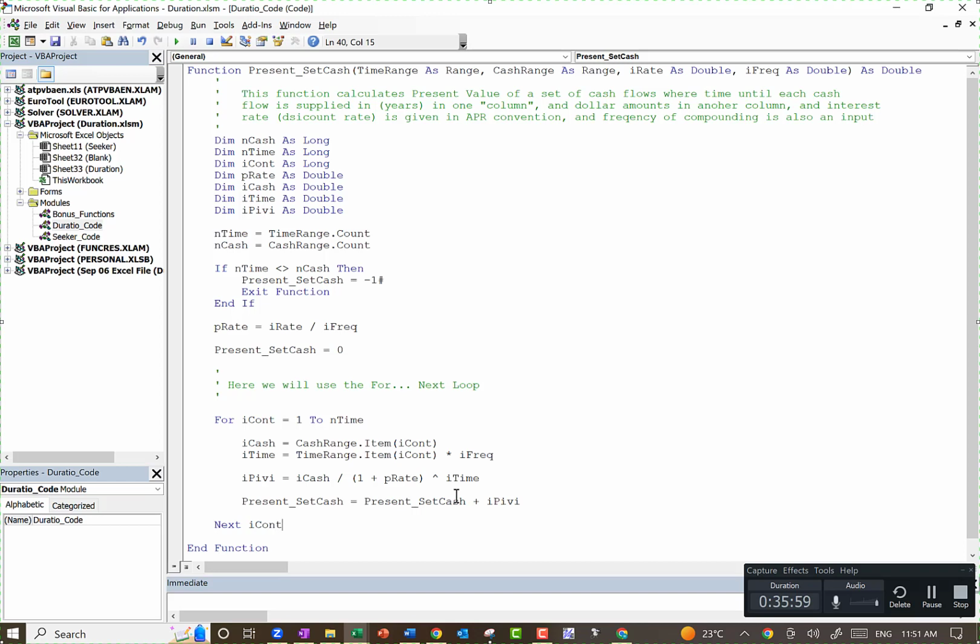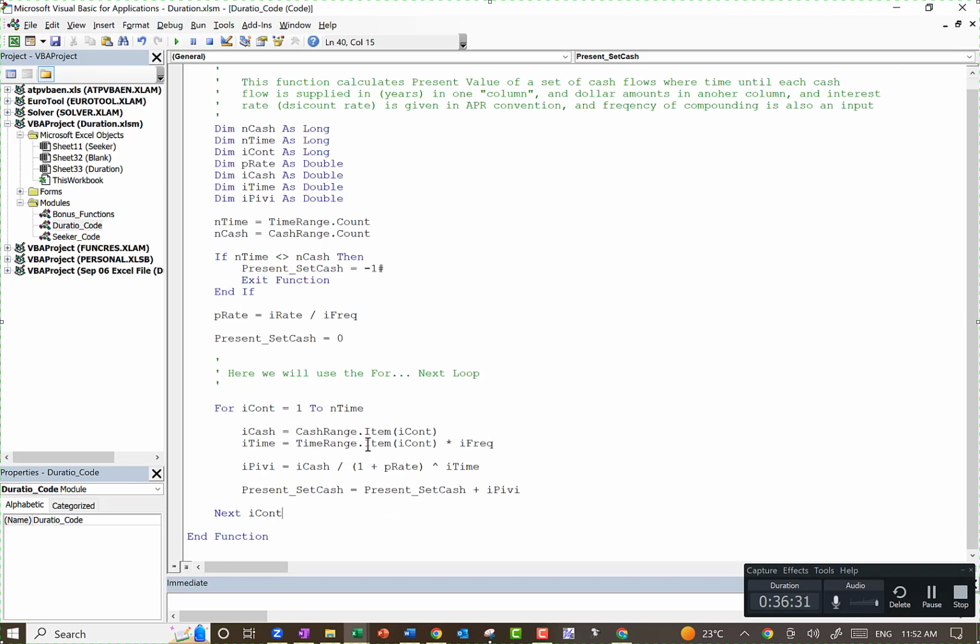It basically says, go to a place in memory that is tagged present set cache. Grab its value. Go to the place in memory that is tagged IPV. Grab its value. Add them up. And take that sum and put it back to the place in memory that is called present set cache. I'm basically updating it.